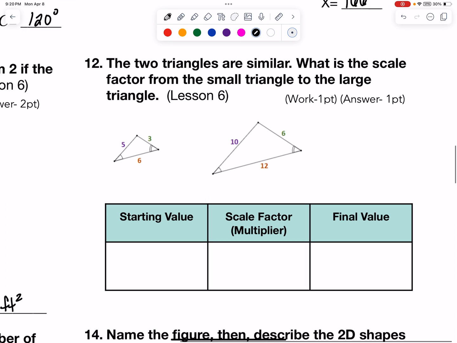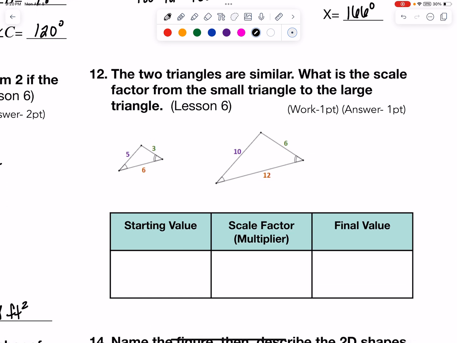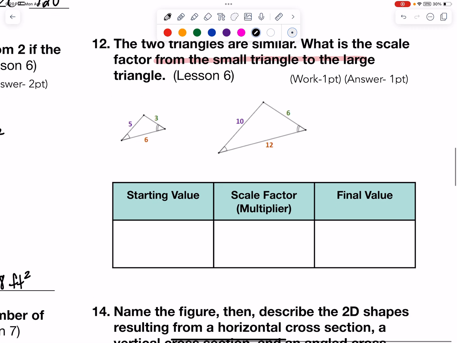All right, 2 triangles are similar, which means they've been scaled up or scaled down. What is the scale factor from, and this is what's important, from the small to the large? So we're starting at the small. You can just pick any number you want. I'm just going to pick the 5 and the 10, but notice they're on the same side. Okay, you can't pick the 5 and the 6. Those aren't the scaled sides. You need to compare the same things.